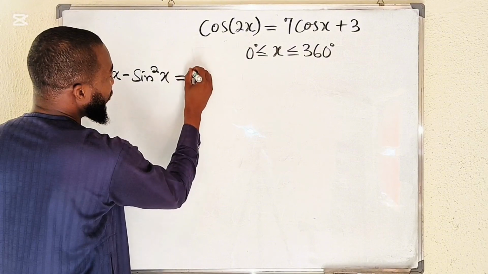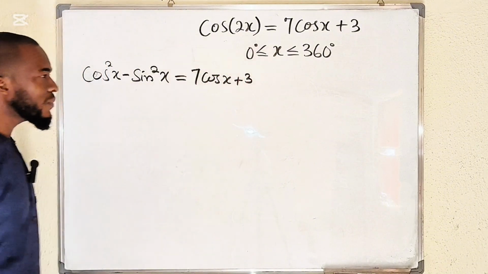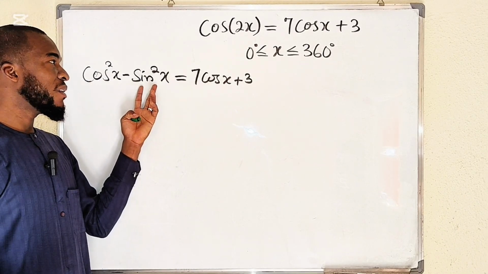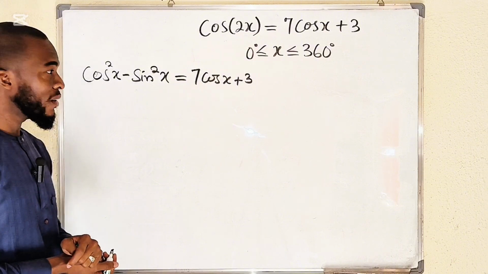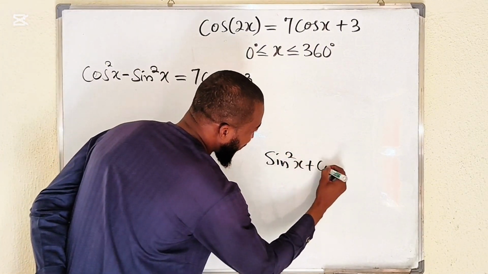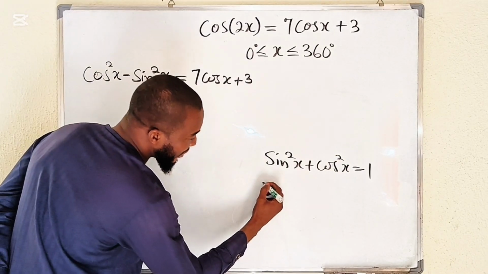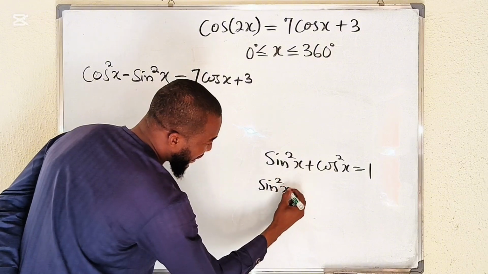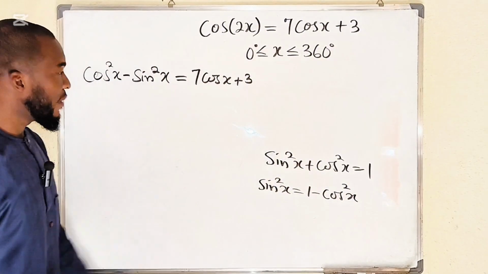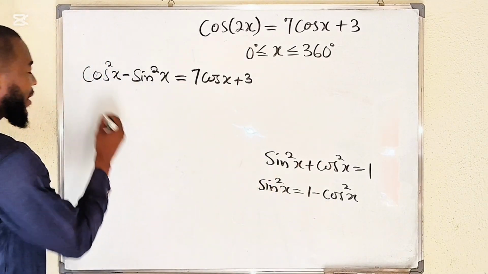And this will remain equal to 7 cos x plus 3. But since we have cos x here, another cos x here, we can write sine squared x in terms of cosine squared x. Remember, sine squared x plus cosine squared x is equal to 1. This means that sine squared x is equal to 1 minus cosine squared x. Therefore, instead of this, we can now replace it with 1 minus cosine squared x.